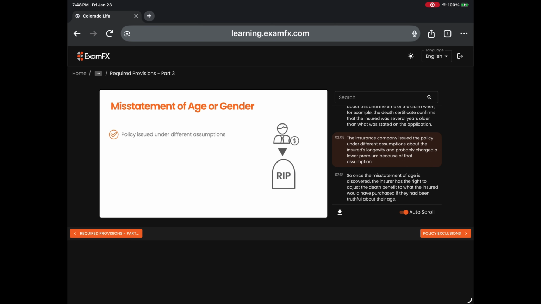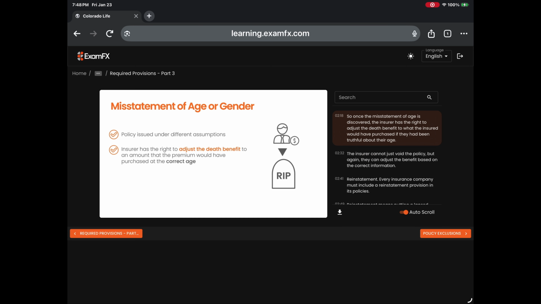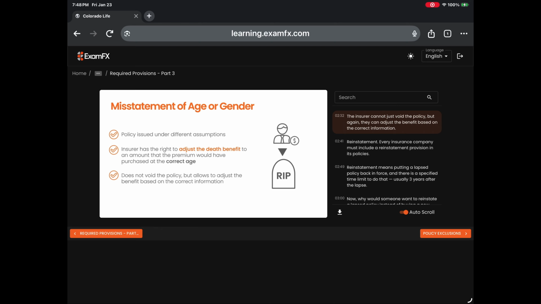The insurance company issued the policy under different assumptions about the insured's longevity and probably charged a lower premium because of that assumption. So once the misstatement of age is discovered, the insurer has the right to adjust the death benefit to what the insured would have purchased if they had been truthful about their age. The insurer cannot just void the policy, but again, they can adjust the benefit based on the correct information.